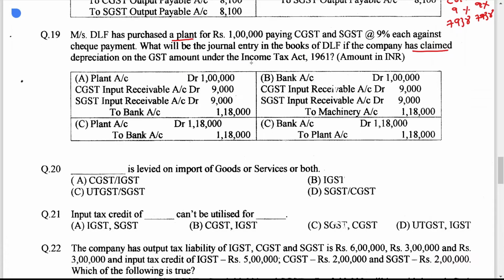So now in this case, in question number 18, sorry, 19, what will be your answer? C will become your answer, because credit is blocked now. So you have to add into the cost of the plant and machinery whatever GST is paid by you. So on 1 lakh, you have to add GST at 18%, because 9% CGST and 9% SGST. So 1,18,000 will come. It will be added into the cost of the machinery, to bank account. This will become the entry. If the company has not claimed the depreciation, then in that case A will become the answer. But here the company has claimed the depreciation. That is why C is your answer.